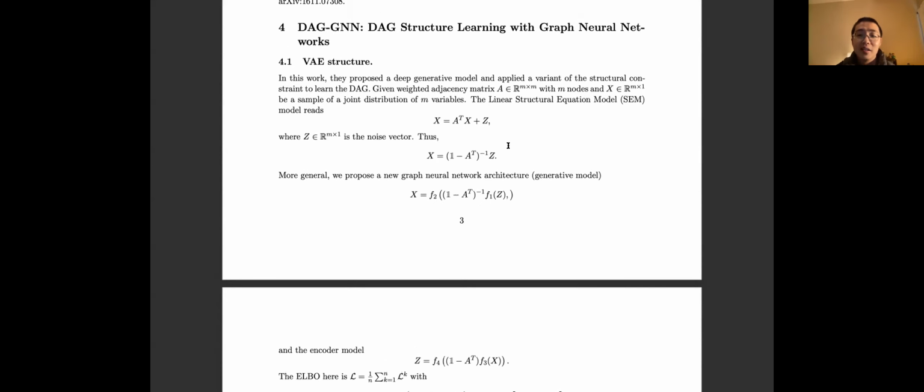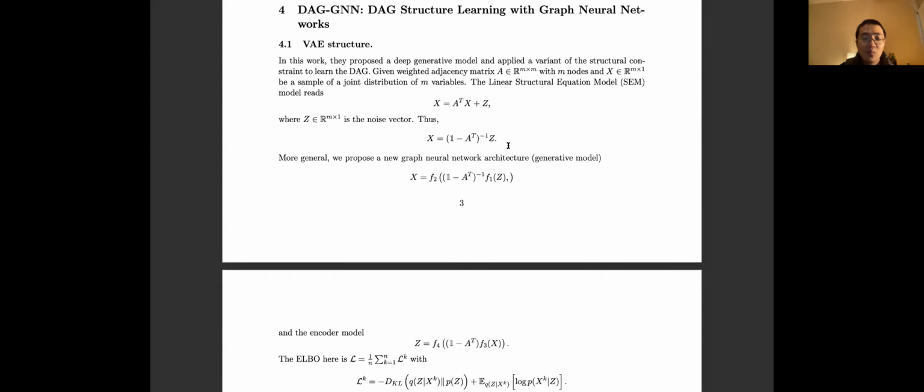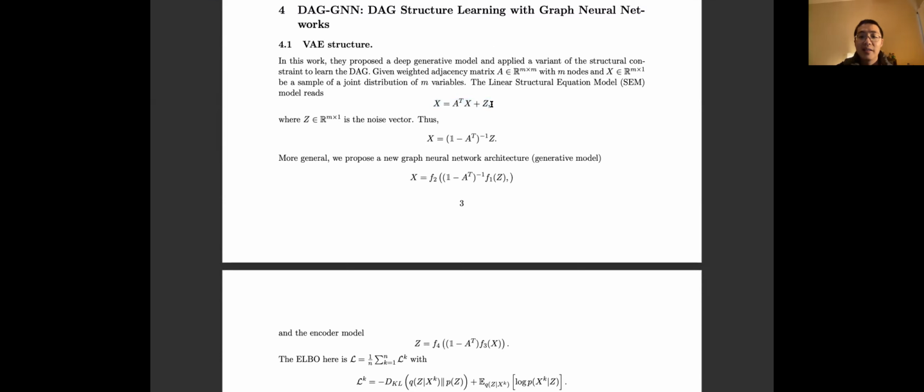So first is the standard VAE structure. The motivation is from the linear structural equation model, SEM. So this is the SEM model, and A is an adjacency matrix. We have data X here, and Z is a noise vector or the latent variable. And then X can be written in this form.